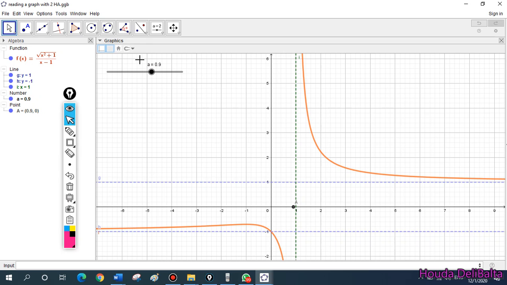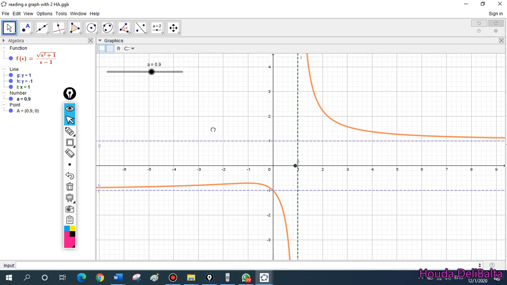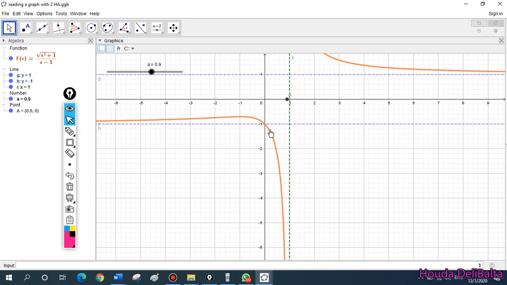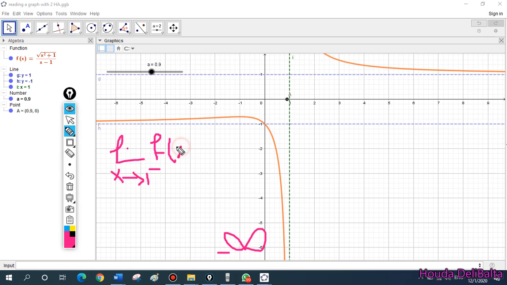This is what we mean by, for example, 0.9. As x tends to 1 minus means as x goes toward 1, 0.9 or whatever, something just less than 1. So as we approach 1 from the left side, what happens to the curve? It's going downwards towards minus infinity, and we write that limit as x tends to 1 minus of f of x, the function, is equal to minus infinity.